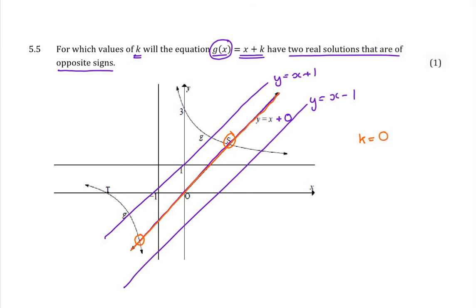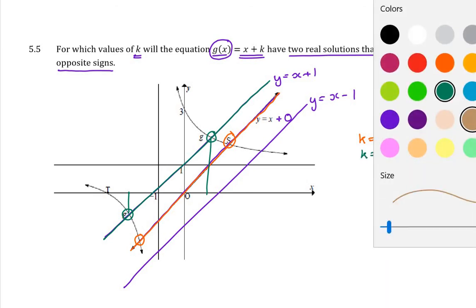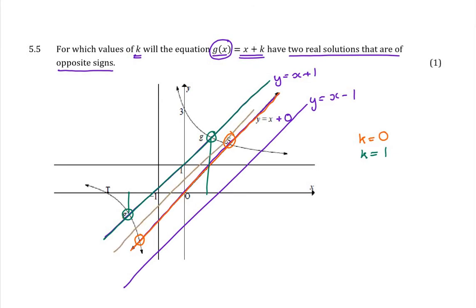Okay, so what else would work? If I drew in the line like I've drawn in y is equal to x plus 1, how many places does y is equal to x plus 1 hit this hyperbola? 1, 2 places. Are they of opposite sign? Absolutely. So actually k is equal to 1 would work. And in fact, anywhere between 0 and 1. So if I draw any line here, it would work. So at the moment, the answer is anywhere between 0 and 1.